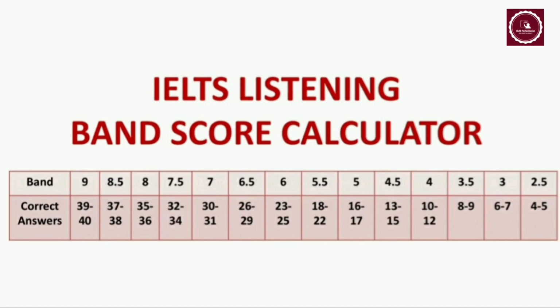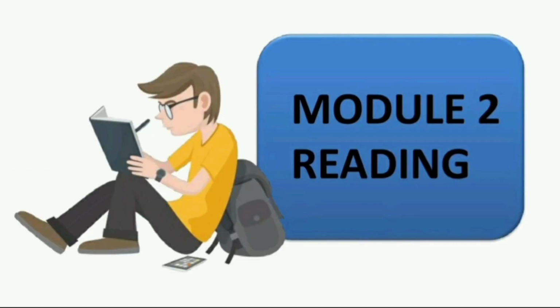Now this is the IELTS listening band score calculator. Each correct answer receives 1 mark. For example, if you want to score 8 bands in listening, then you must have at least 35 correct answers, and so on. Now coming up to the second module.